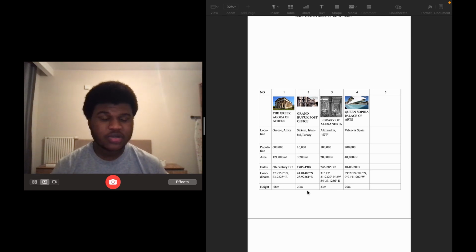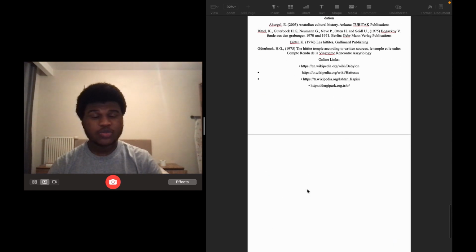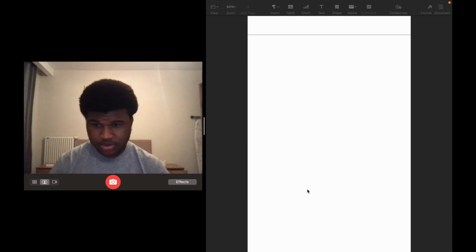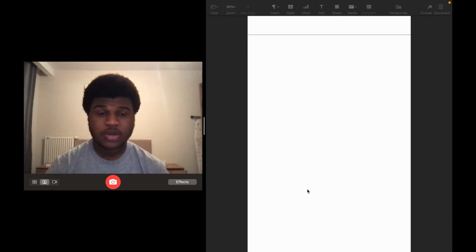Then Queen Sofia Palace of Arts, it's located in Valencia, Spain. Population 200,000 people. The total area of the building is 40,000 square meters. It was constructed in 2005. The coordinates are 39 degrees north and 7 degrees west. The height of this building is 75 meters. Then comes my references, and with this, that is all. Thank you for listening. Stay safe.